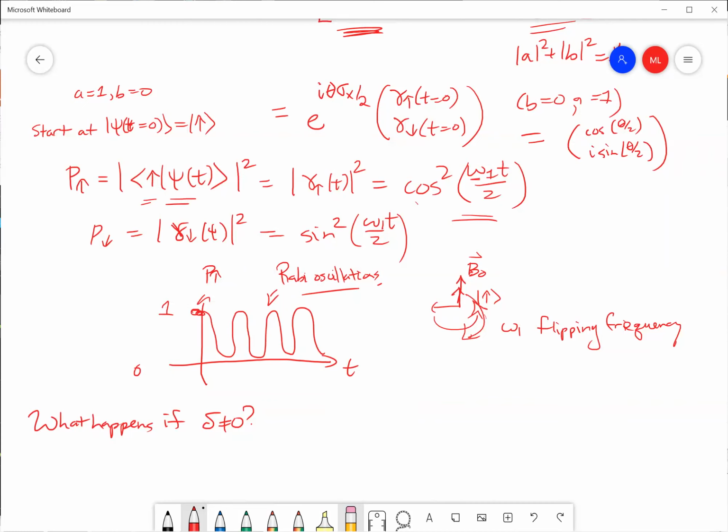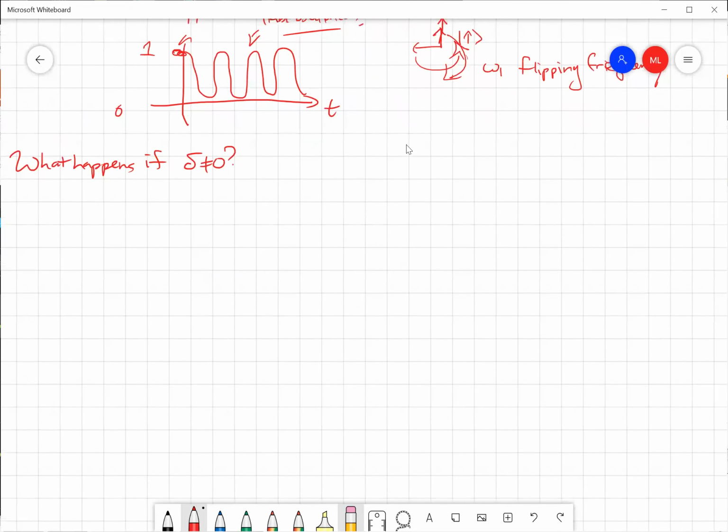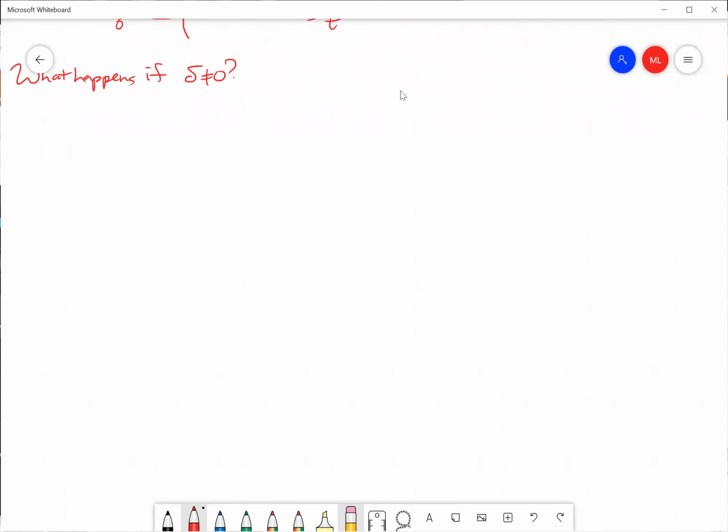And now the question is, what happens to these oscillations if you're off resonance a little bit? So let's do that. If you're off resonance, that's where we left off last time. But yeah, any questions on what we did so far?